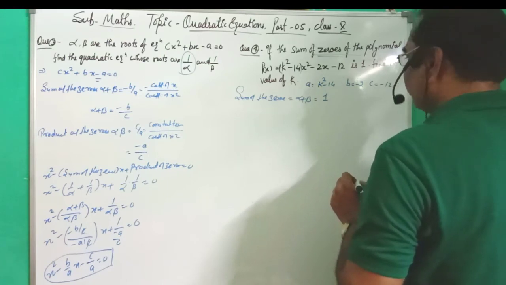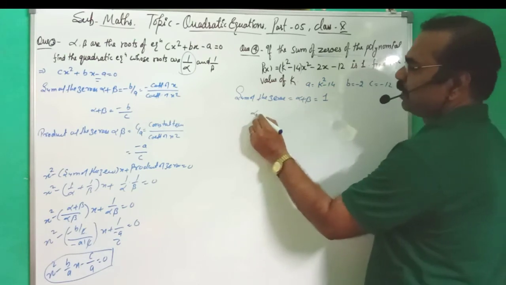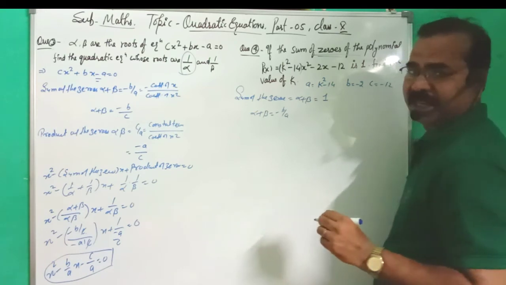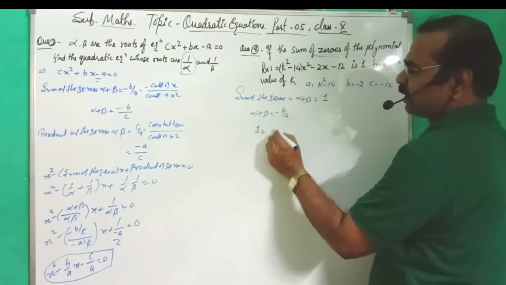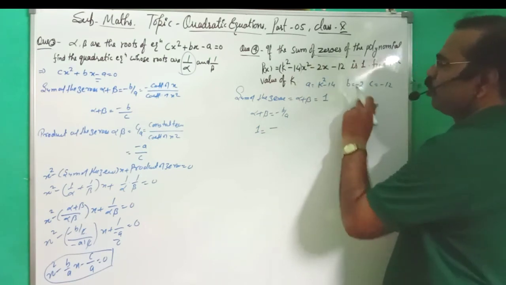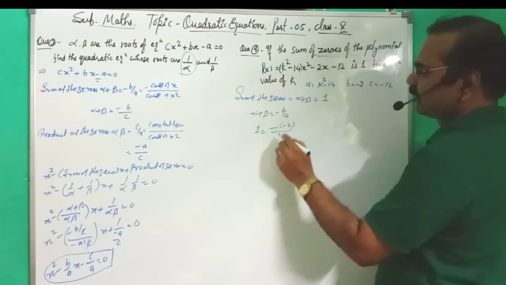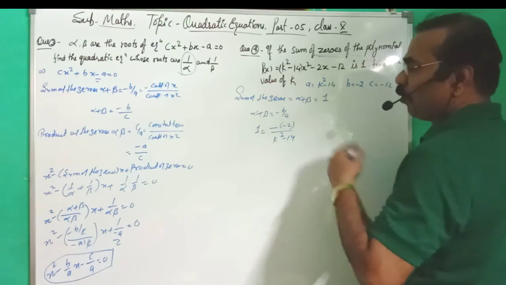Okay students, now we have to find the sum of the zeros, alpha plus beta. What is your formula? Alpha plus beta is equal to minus b upon a. So alpha plus beta is equal to 1, and now we look at our question. The value of b is minus 2, and the value of a is k square minus 14.